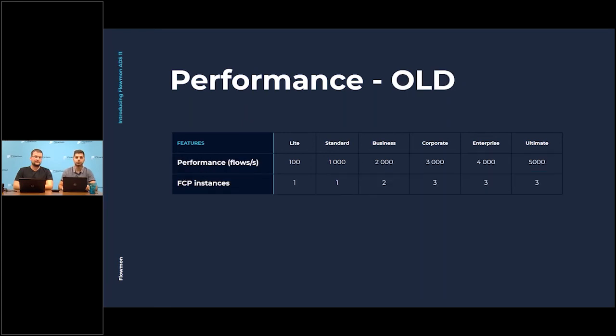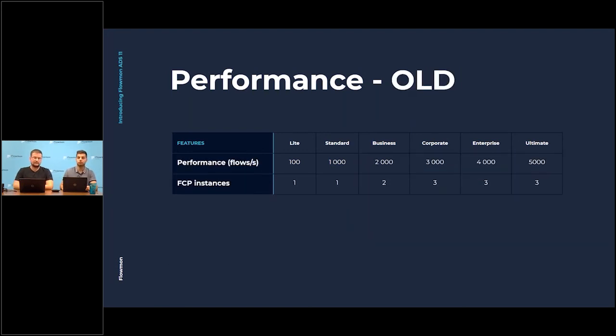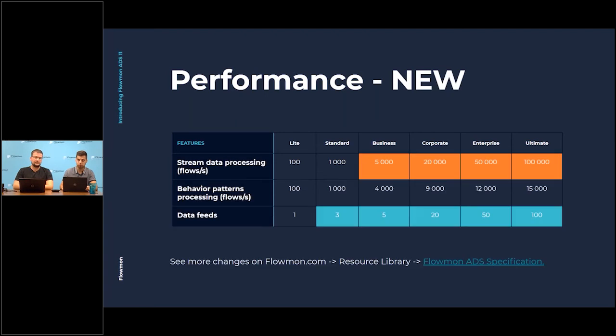Let me actually go back and forth a little bit. So with business, it's from 2,000 to 5,000 flows per second. With the ultimate, it's from 5,000 to 100,000 flows per second. And let me just mention that this is per one ADS instance, right? We have a distributed architecture. If you need more, there could be more ADSs that work jointly.